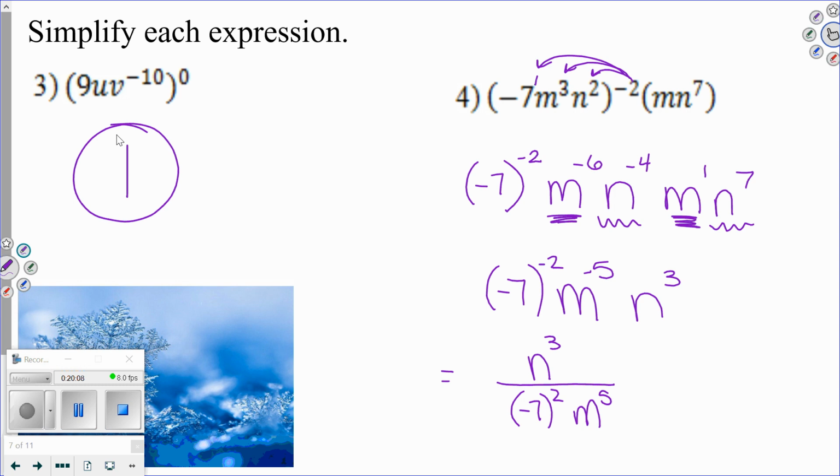Now, can you tell me what negative 7 squared is? It is 49. Positive 49 or negative 49? Positive. All right, go ahead and grab your calculators. If you don't have one, go ahead and borrow one of mine, it's fine. But I want you to take a look at something.